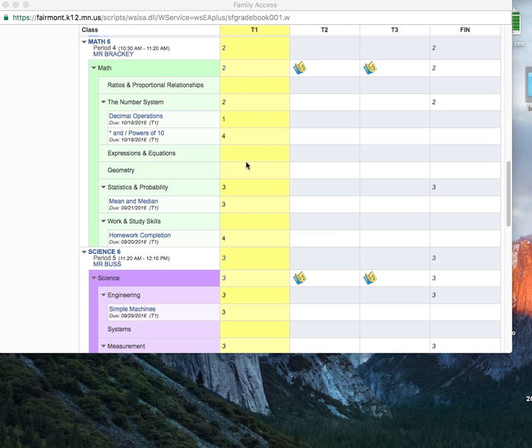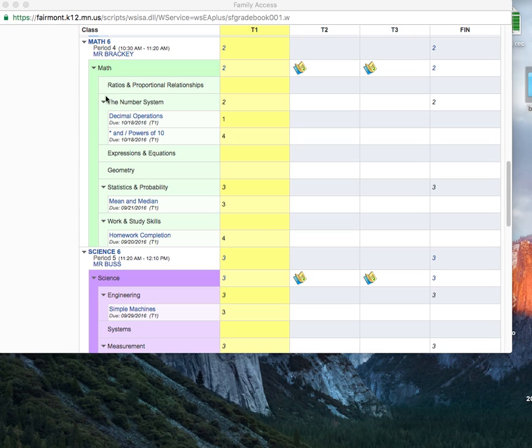So this would be an example of what your report card would look like if you log into the Family Access at home. I'm going to use math as an example, but science, reading, language arts, and social studies are all set up the same way. Within math, you'll see the categories of ratios and proportions, number system, expressions, equations, geometry, statistics, and work and study skills all listed. Each time my students take an assessment, they are assessed on a specific skill, and that fits one of those categories. For example, in Chapter 1, we assessed on understanding mean and median, which fell under the category of statistics and probability.